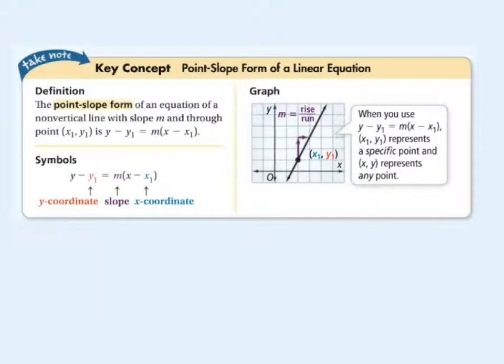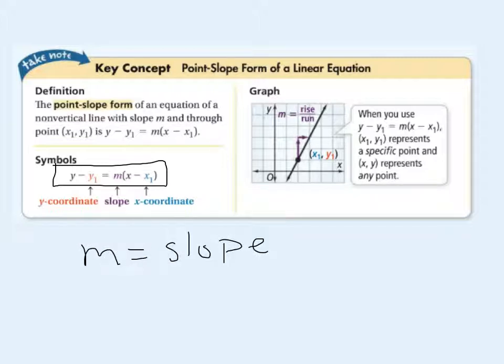This is the equation for point-slope form. So I would make sure to write that down and have that in your notes. M here is still going to be my slope. M is always represented by my slope. And the other key things in this formula are x1 and y1. That's basically just going to be a point that lies on your graph.